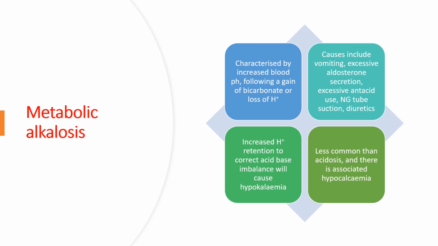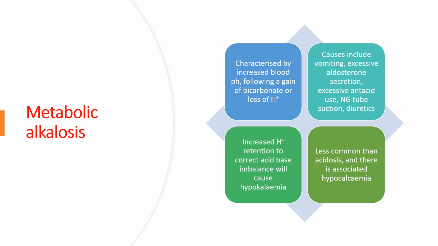Metabolic alkalosis, on the other hand, is characterized by an increase in blood pH following a gain of bicarbonate or a loss of hydrogen ion. So, any medical condition that will lead to increment in the blood level of bicarbonate or a loss of hydrogen ion in urine will lead to a condition of metabolic alkalosis.